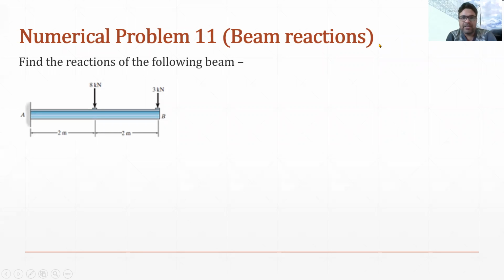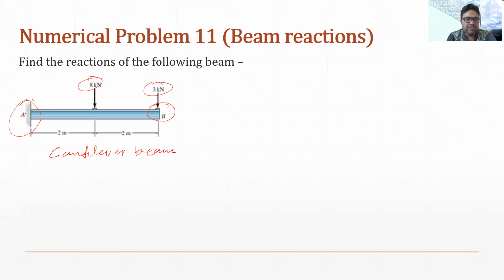Hello, welcome back. Now we are in this part, we are going to solve another beam. This time there is a cantilever beam, and we will find out the reaction because of these two loads. As I explained earlier also, a cantilever beam is a type of beam which is fixed on one end and free at the other end.